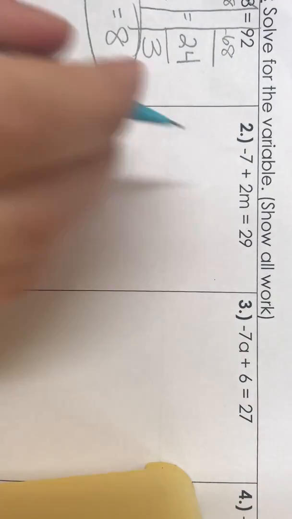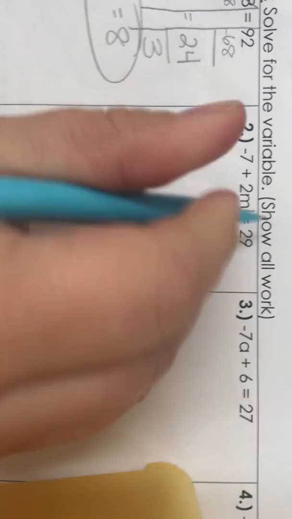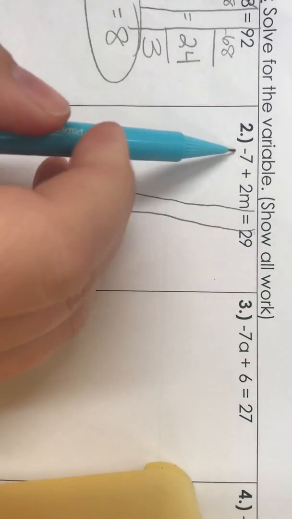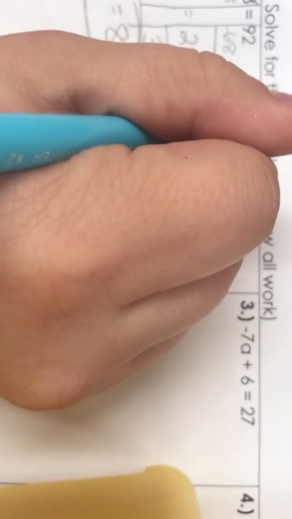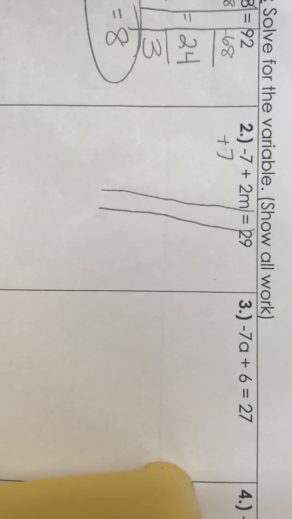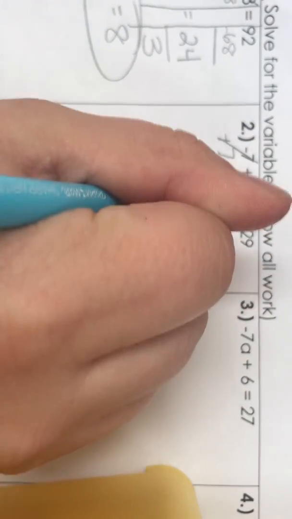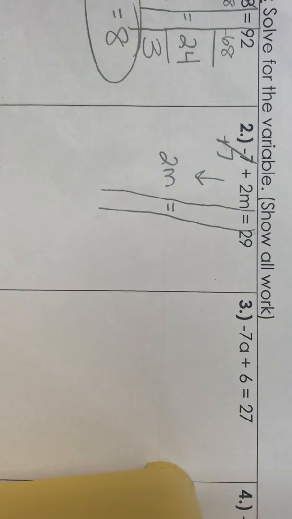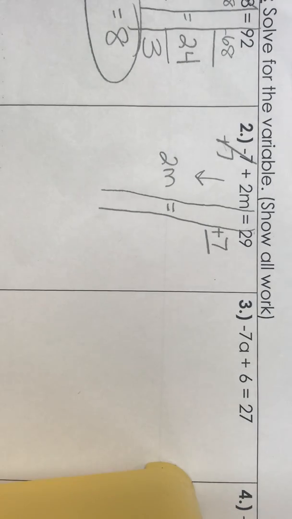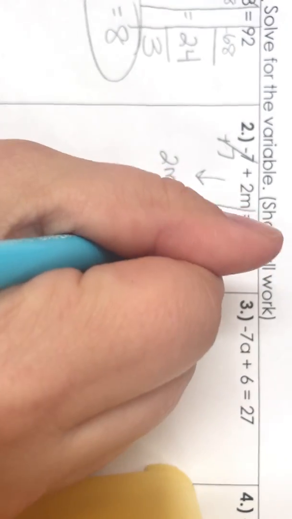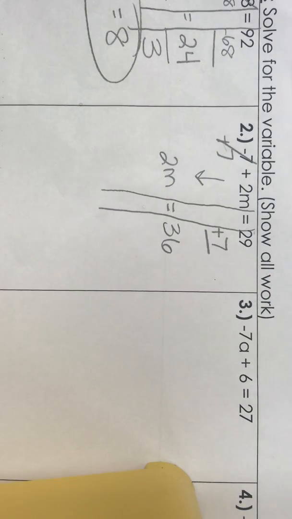Remember, I always start on the side with my variable. I need to undo the addition or subtraction first. Undo the constant, the number by itself. To get rid of this negative 7, I'm going to put a positive 7. Because a negative 7 and a positive 7, they're zero pairs. They will cancel out. I'm left with 2 times m equals, because I added 7 on the left side, I need to make sure I add 7 on the right. I have 29 plus 7 equals 36.